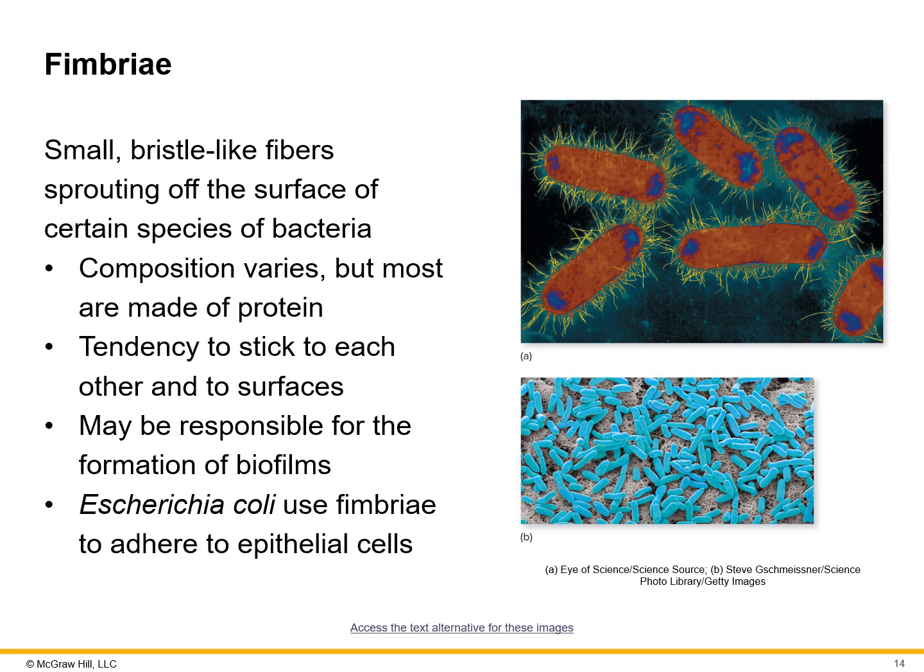Now, just a little bit more about the fimbriae. These are small bristle-like fibers that sprout off. Again, what they're made up of varies, but most of them are made up of a protein, and they have a tendency to stick to each other and to surfaces. So not only do they help them attach to a surface, but they stick together, stick to other microbes, and again, can be helpful for them in making those biofilms. So for example, E. coli, Escherichia coli, uses those fimbriae to attach to epithelial cells that allow them to cause disease.